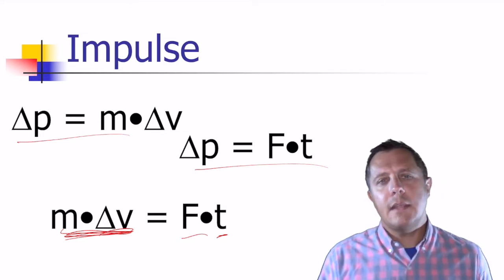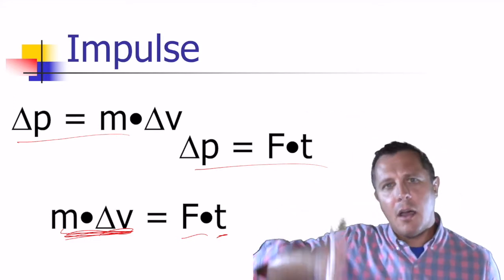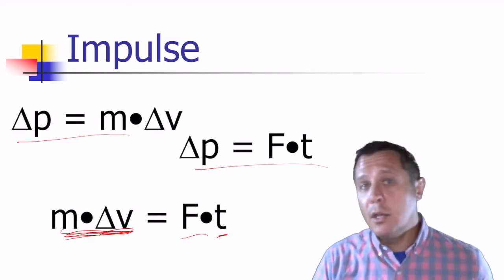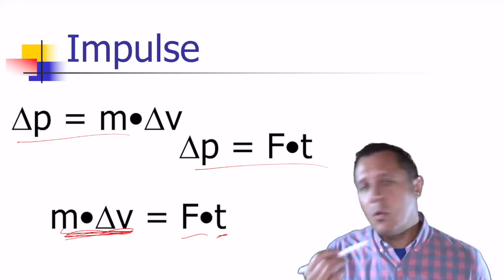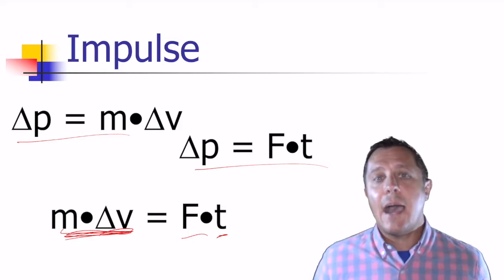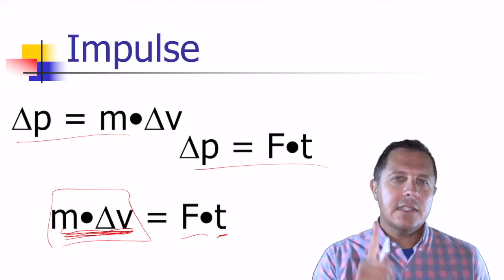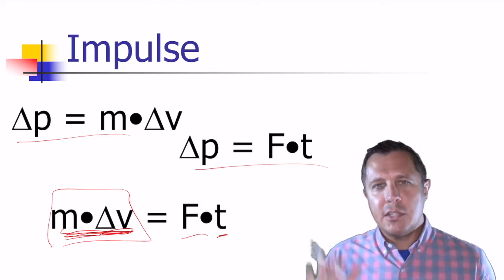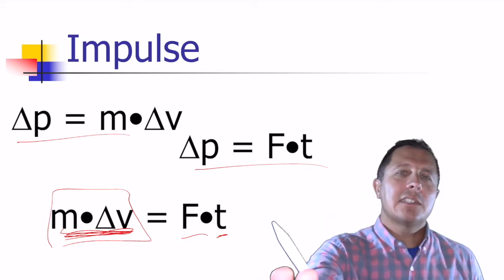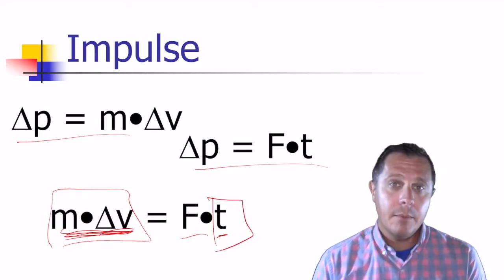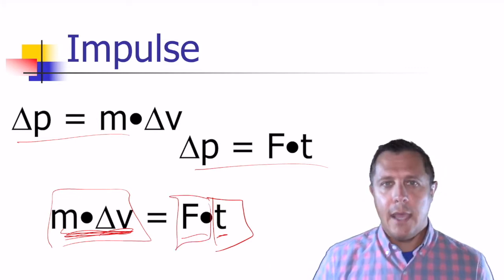But what if I run into that wall, but instead I have a lot of padding? Let's say I have a bunch of mattresses stacked up on their side against the wall, and then I run into it. I still have the same mass, I still have the same velocity, and I'm still going to stop. So my mass and my change in velocity are still the same. But this time, when I run into those mattresses, it takes a longer time for me to stop. If it takes a longer time for me to stop, I've increased my time. So my time has gone up. That means my force will go down.